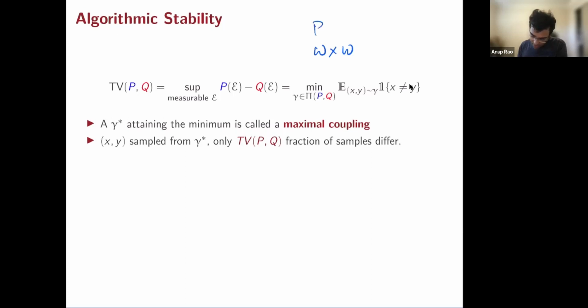So there is a probability distribution P and probability distribution Q, and when we take the joint distribution and look at its marginal, we want it to be the same as P or Q. And there is something called maximal coupling, and that is the coupling that minimizes the disagreement between X and Y. So if I sample X and Y from the coupled distribution gamma, then the probability that they disagree will be equal to the total variation distance for a maximal coupling.